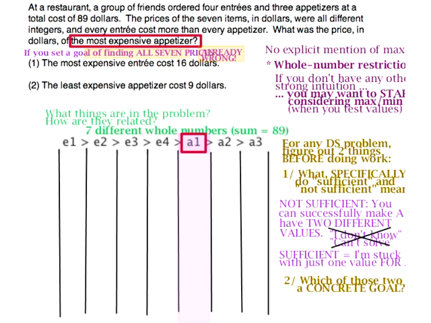Which one of these is the goal that you are trying for? When you do the work in this chart, are you trying to get sufficient or are you trying to get not sufficient? Tell me in the chat box. Which one of these is the goal here? It's not both of them.